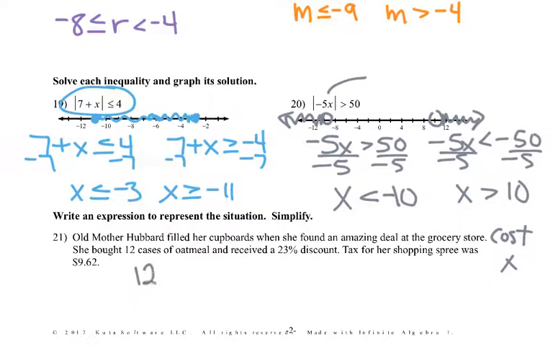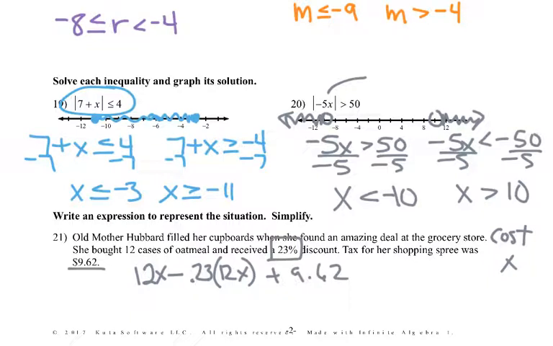So I bought 12 cases of oatmeal, so I'd go 12 times x. Then I subtract from that a 23% discount. So 0.23 of that 12x is discounted. Then I add on my taxes.